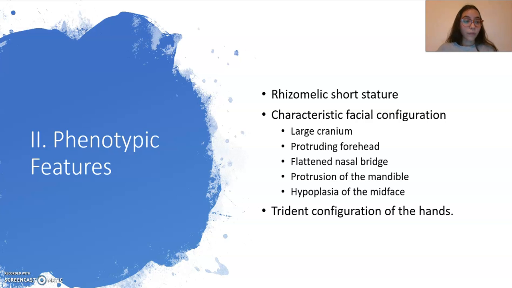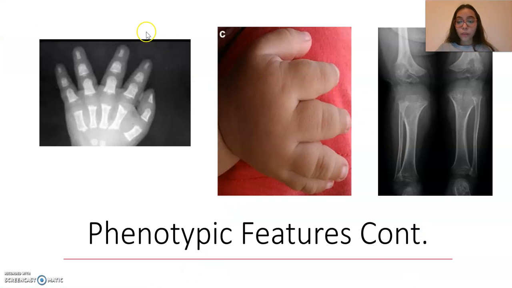Another phenotypic feature is trident configuration of the hand, and I will show you what that looks like. If you look here, you're able to see these two fingers together, and then the thumb. And so it has the shape of a trident.